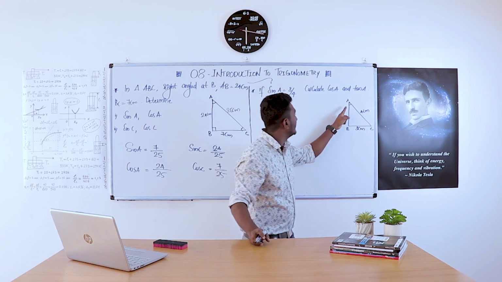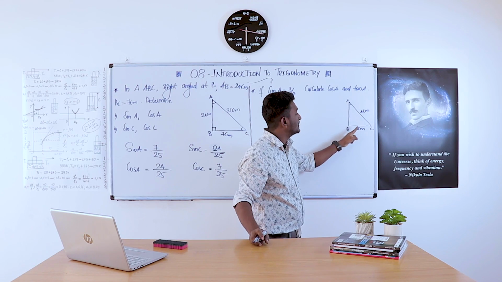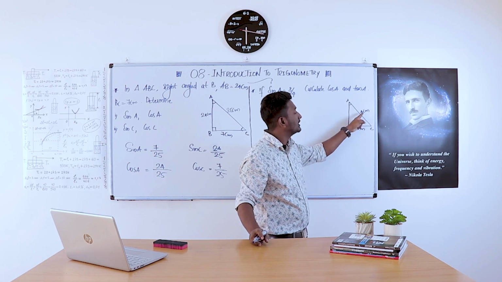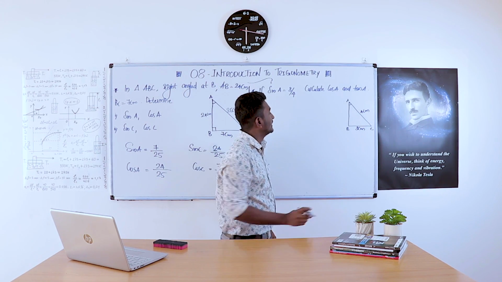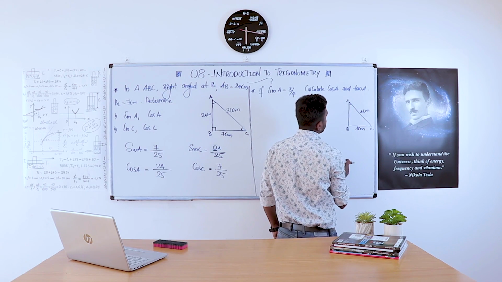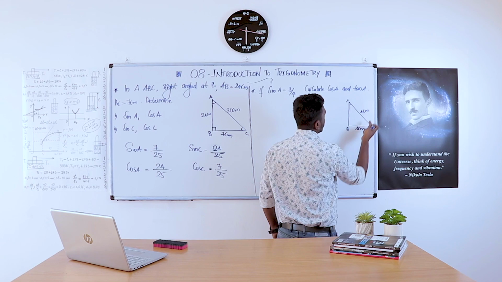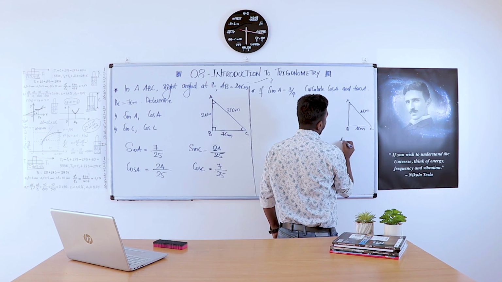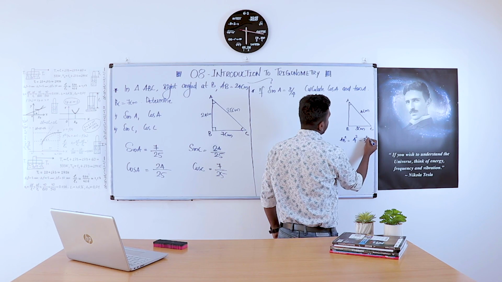Now look at sin A. What is sin A? Opposite side by hypotenuse. Opposite side 3, hypotenuse 4. Then it gets 3 by 4. Now I need to find the altitude. What is the altitude? Hypotenuse square minus base square. So AB square is equal to 4 square minus 3 square.